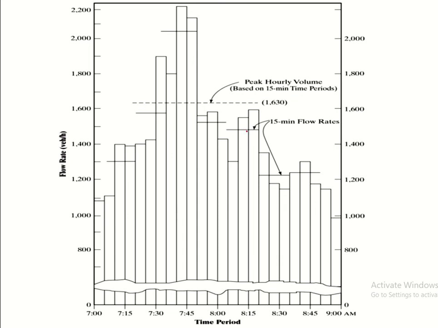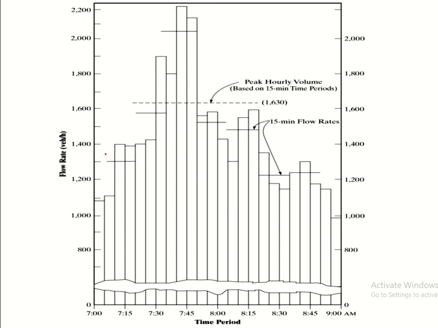Okay, so these are 15 minutes flow rates, these are 5 minutes, the bars are 5 minutes, the small lines are 15 minutes flow rates, and the dotted line is the hourly volume, the flow rate for the entire hour, okay, or the hourly volume itself. Now you can see here, if you consider the 15 minutes flow rate value, you have taken a 5 minutes value, multiplied by 4, it became 15 minutes, and this is the value.